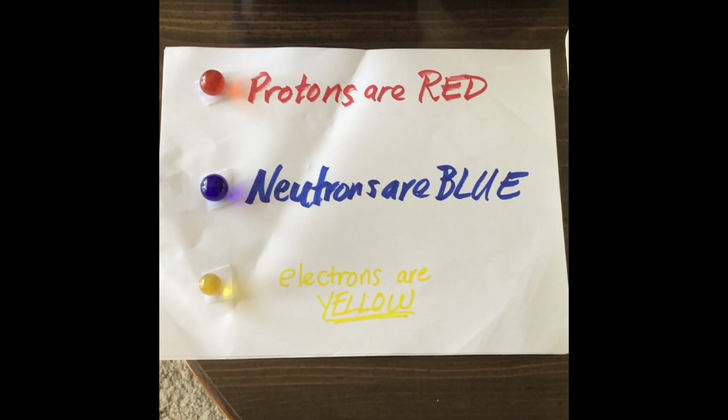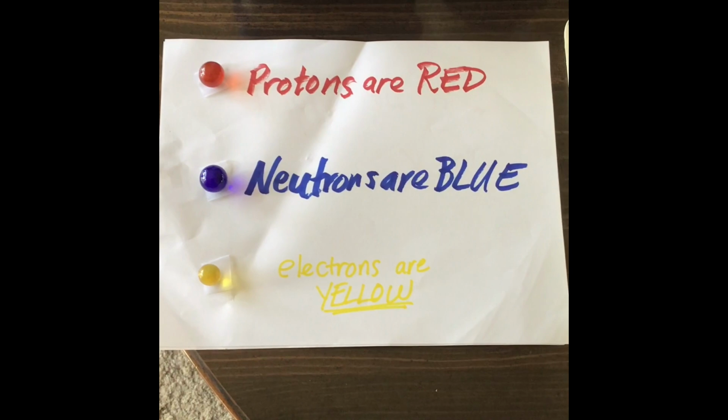Sorry, I just thought that rhymed and it sounded good. So protons red, neutrons blue, and electrons are yellow.